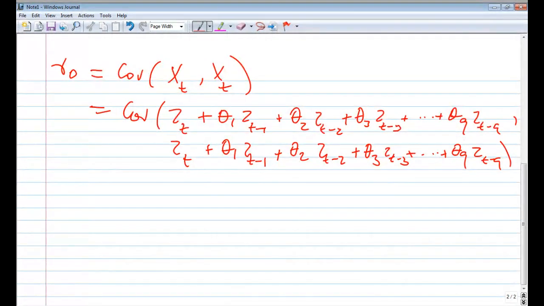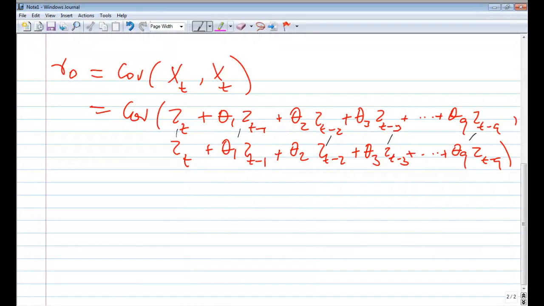So therefore, from there, you have zt and zt, the curve of these, because they are not independent, they're going to give you sigma squared z. And the curve of zt and zt minus 1 is going to give you sigma squared z. Curve of zt minus 2, zt minus 2, sigma squared z. The curve of zt minus 3, zt minus 3, sigma squared z. The same applies to the curve of zt minus q, zt minus q. It's going to give you sigma squared z.